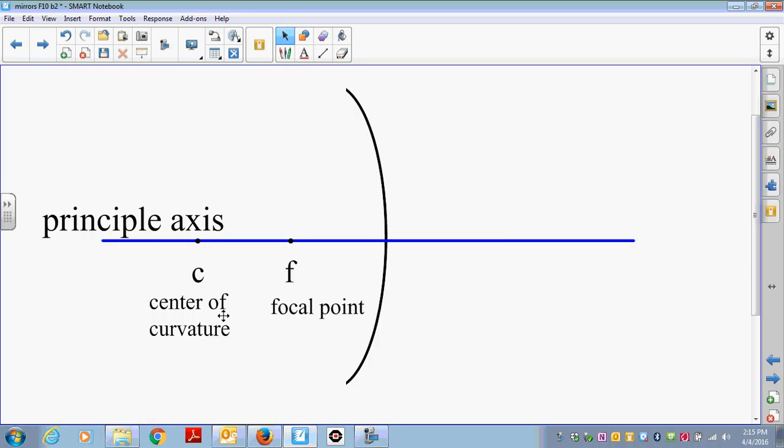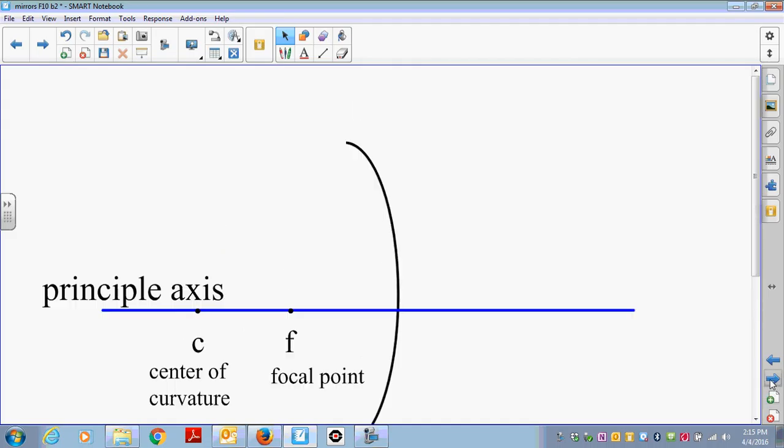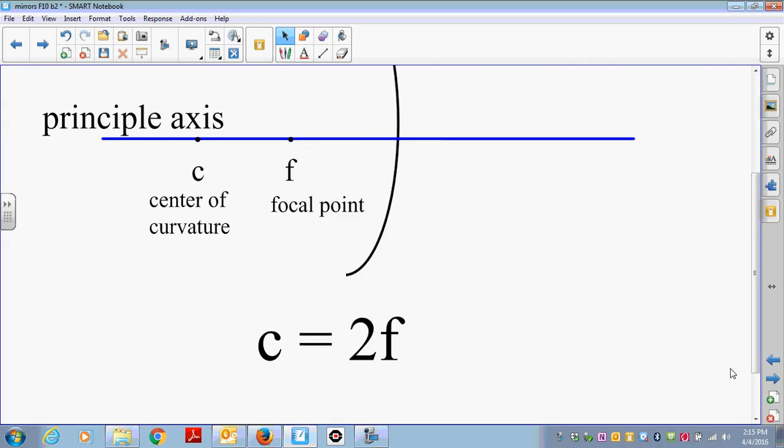The center of curvature is placed at the center of that sphere. Remember that the distance from the center of curvature to the mirror is the radius of the sphere. Also remember that the center of curvature is located at 2 times the focal length.